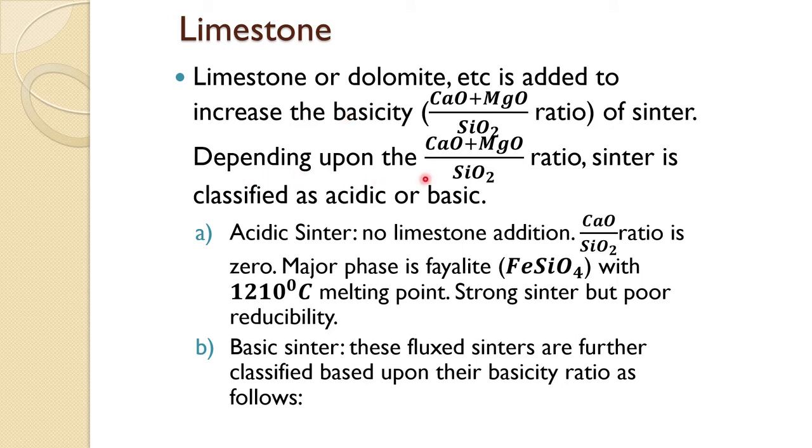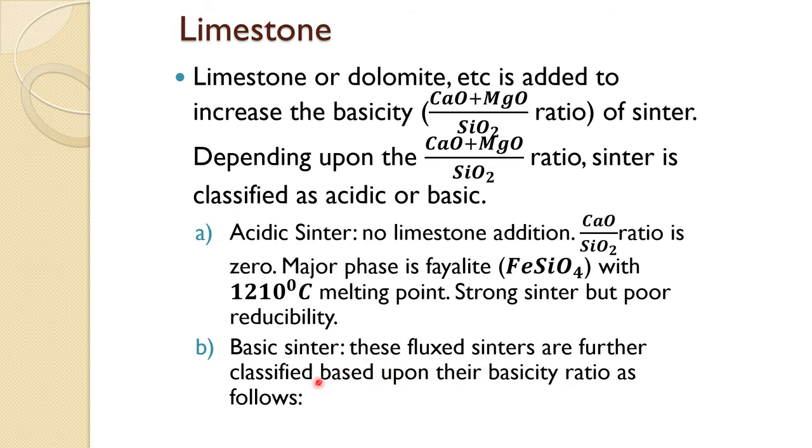Depending on this ratio, sinter has been classified as acidic or basic. Acidic sinter is when no limestone is added. Naturally, the ratio would be 0 when no limestone is there, and the major phase in that case is fayalite. You will get a stronger sinter, but poor reducibility. In some cases it may be required, but mostly it is avoided. The basic practice nowadays is basic sinter.